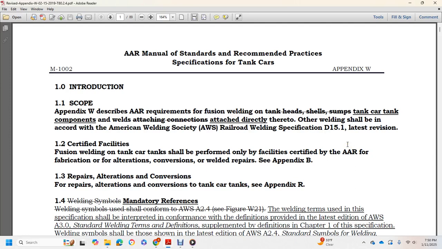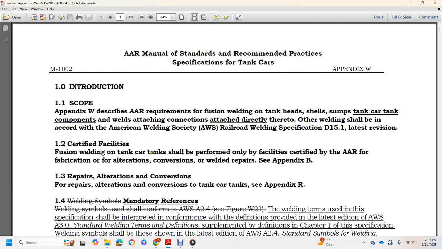Alright, the AAR Manual of Standards and Recommended Practices, Specification for Tank Cars M-1002, Appendix W. Introduction, Scope. Appendix W describes the AAR requirements for fusion welding on the tank head, shell, and some tank car tank components, and welded attachments connected directly thereto. Other welding should be in accordance with American Welding Society welding specification D15.1, latest revision.